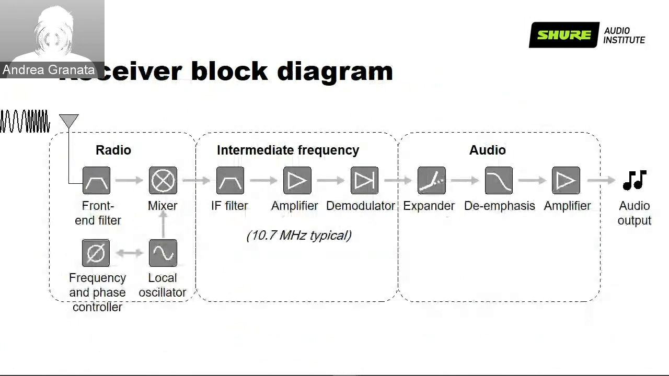The receiver setup is a little more complicated because we have two steps. We have a front-end filter that discriminates what our receiver can actually see. Then we have a mixer where we mix the input from the antenna together with an oscillator that brings the frequency back to an intermediate frequency, and then it gets demodulated from this intermediate frequency, which typically is 10.7 megahertz.